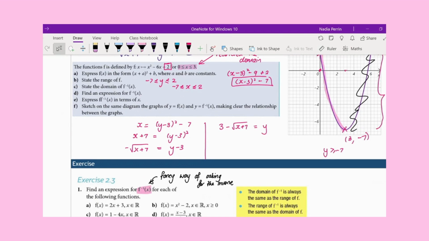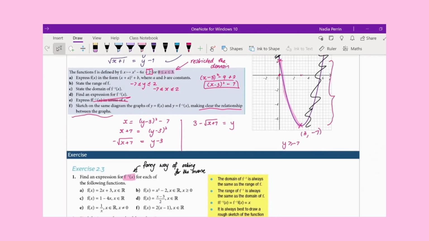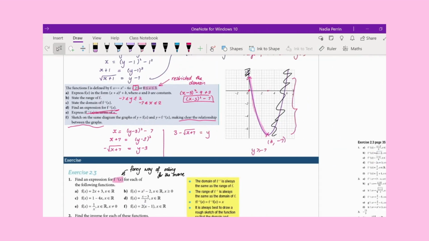I'm probably going to skip that one because it's just taking quite a long time. This is a really common question if they want you to sketch it and make clear the relationship between the graphs. So it's a 3-mark question. It is just a sketch, and you just have to give a rough idea of what it looks like. So I'm going to show you what the sketch would look like rather than the actual graphing of the function over here.